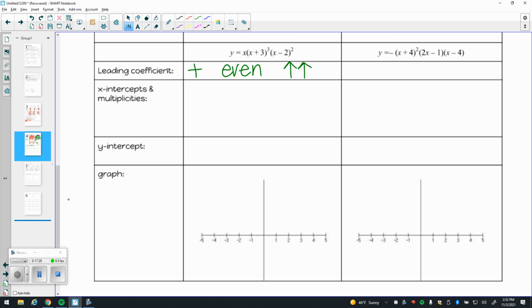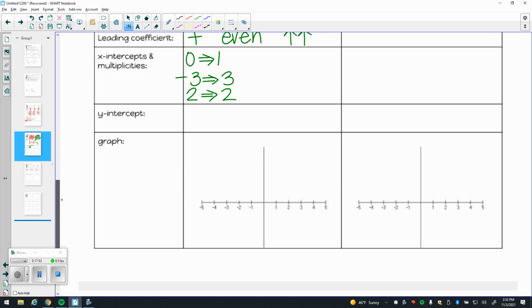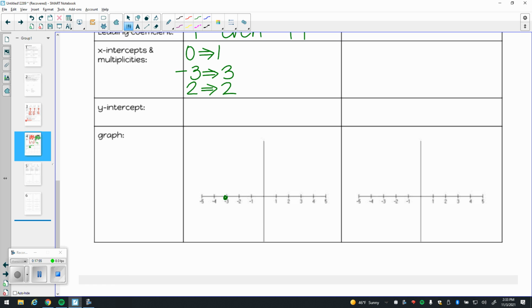All right? Intercepts and multiplicities. My first factor is just x, correct? So that means I have a 0 at 0, and my multiplicity is 1. My next 0 is where? Negative 3 has a multiplicity of 3, and then 2 has a multiplicity of 2. Okay? So when I go to graph it, I have negative 3, I have 0, and I have 2, correct? Yeah. All right.